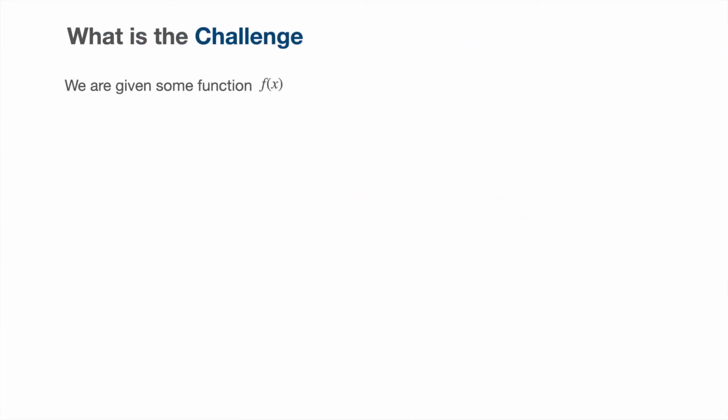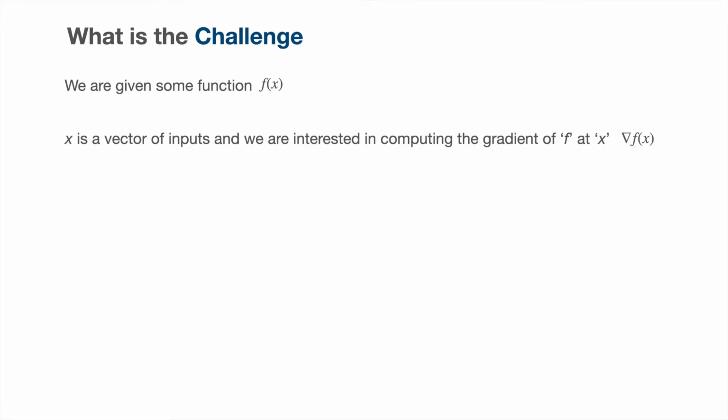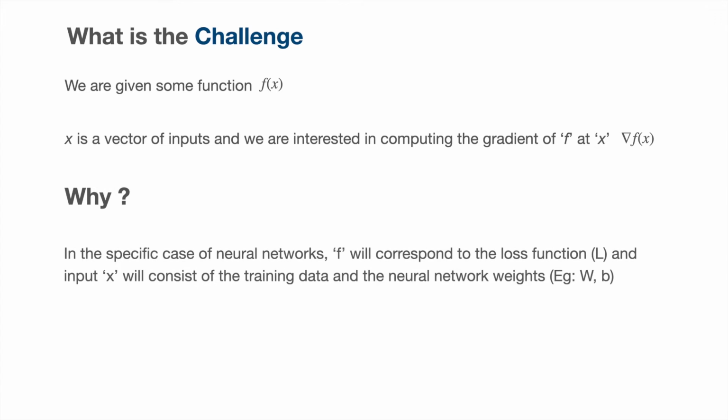Let's dig a little deeper into this. We are given some function. X is a vector of inputs, and we are interested in computing the gradient of f at x, which is delta f(x). And why do we want to do that? As we just said before, the function f will be some loss function with the corresponding inputs as x, and these will be nothing but weights and biases. So we want to be able to find the gradient of function at some variable x.